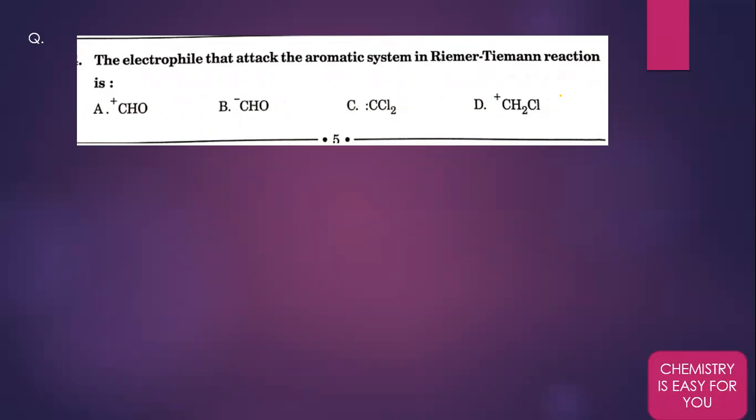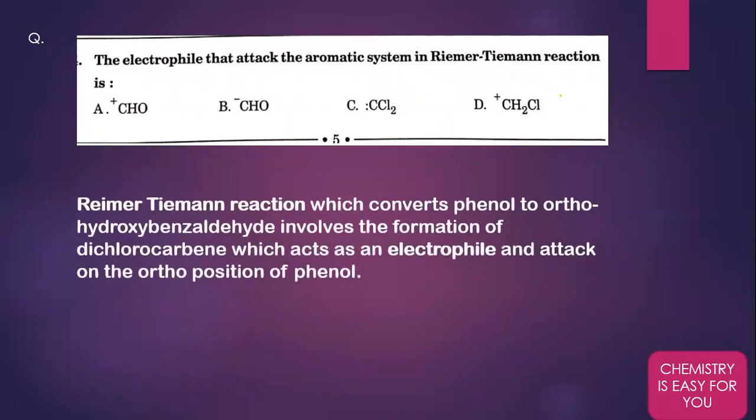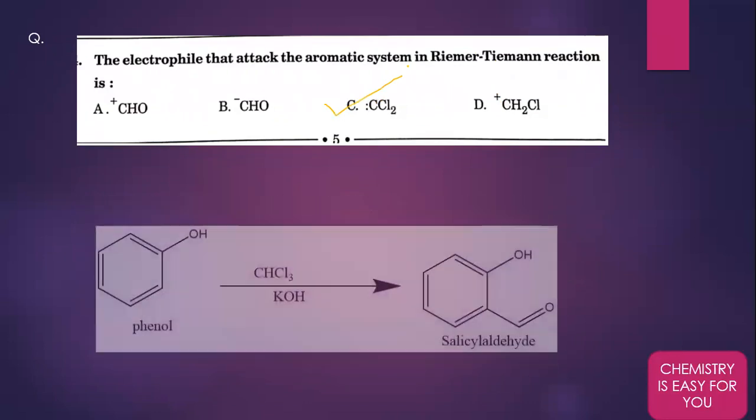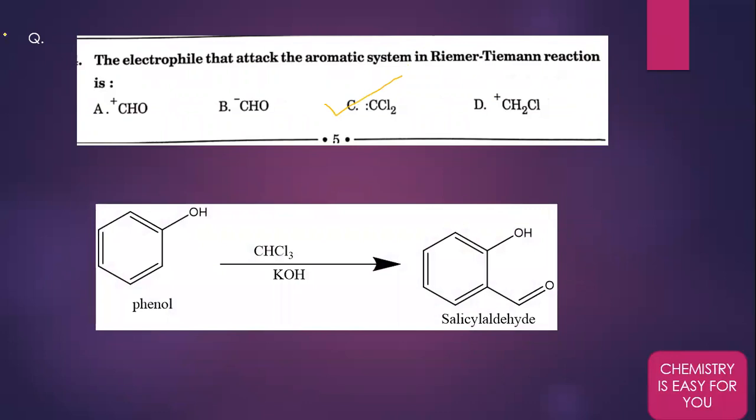So let's see here. The answer is dichlorocarbene, which is option C. Carbene will be the electrophile, and it will be attacking the ortho position of phenol. Now let's take a look at the representative reaction here. So what happens? Phenol in the presence of CHCl3, which is chloroform, and a strong base, forms salicylaldehyde. So in the ortho position, you will get a CHO group. That is the reaction. In Reimer-Tiemann reaction, the phenol will be getting converted to salicylaldehyde.